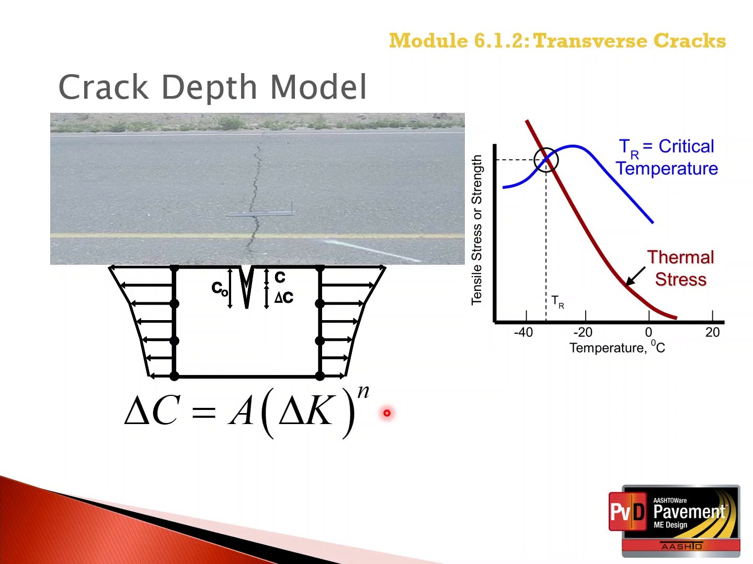So basically, the pavement ME design program predicts the change in crack depth once the crack initiation starts. So with a crack initiation after it begins, then the change in crack propagation with depth is defined by the change in the stress intensity factors and the asphalt mixture fracture parameters of A and N, which we will define later.